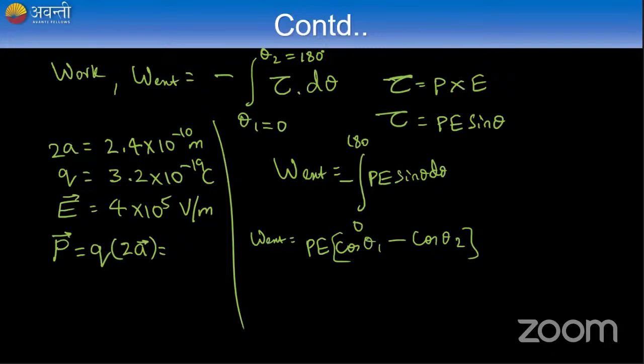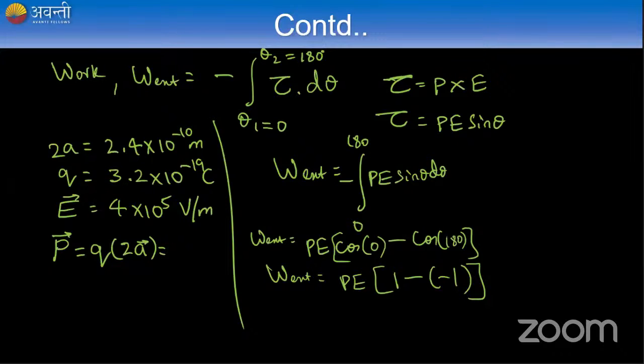Okay, now guys, what is cos 0? I'll directly substitute the values of theta 1 and theta 2. What is my cos 0 and cos 180? So my W external will be equal to PE times 1 minus minus 1. My cos 180 is minus 1. I think Hari Prasad, even this was your doubt, right? When my theta is 0 and 180, what will happen to work done? Please listen carefully, Hari Prasad. So PE times 1 plus 1, that is 2. I'll get 2 times PE.